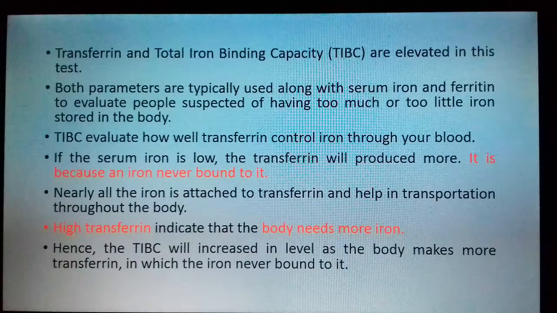Nearly all the iron is attached to transferrin and helps in transportation throughout the body. High transferrin indicates that the body needs more iron. Hence, the TIBC will increase in level as the body makes more transferrin, to which the iron never bound.